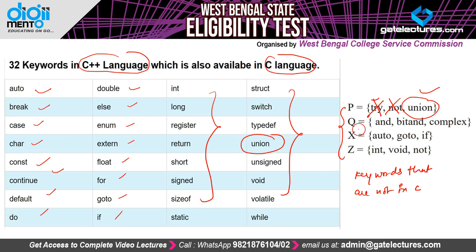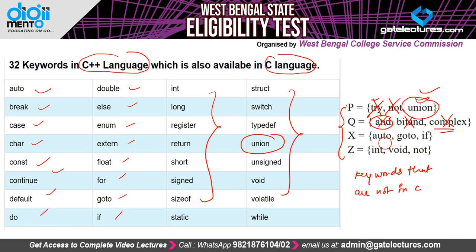Next, in the case of Q, the AND keyword is not present in the C language. The BIT AND keyword is also not present in the C language. The complex keyword, you can see, is not present in the C language. So set P and set Q do not contain any keyword present in C language. The only keyword they contain is union. It is the only keyword which is present in C language.